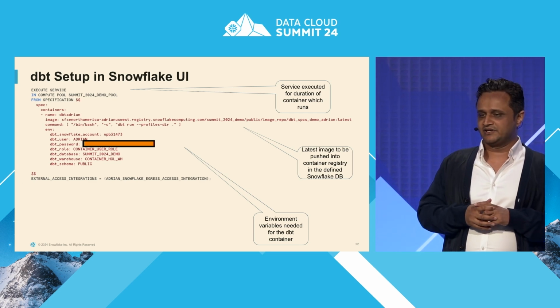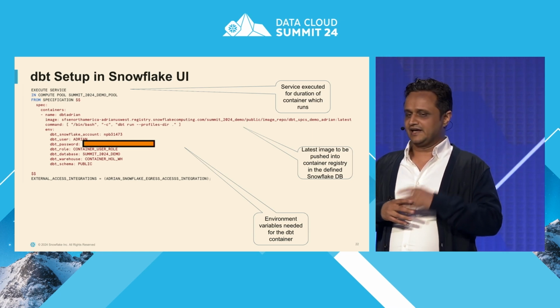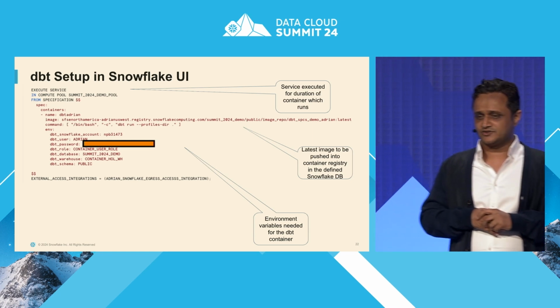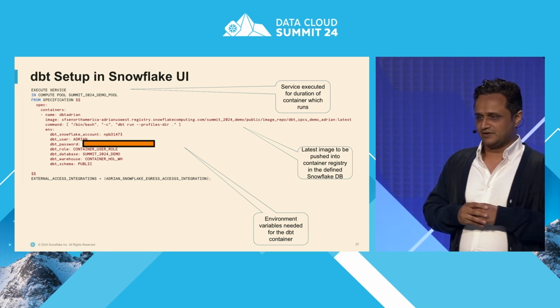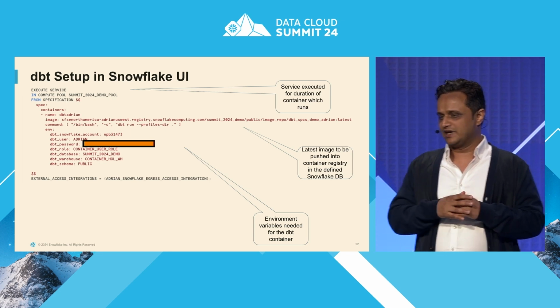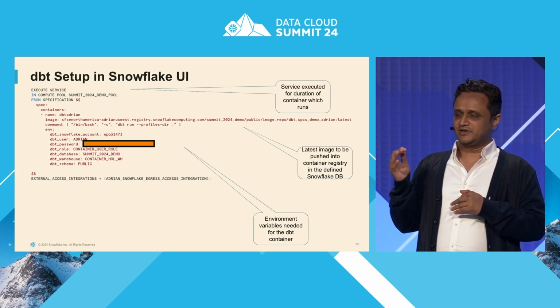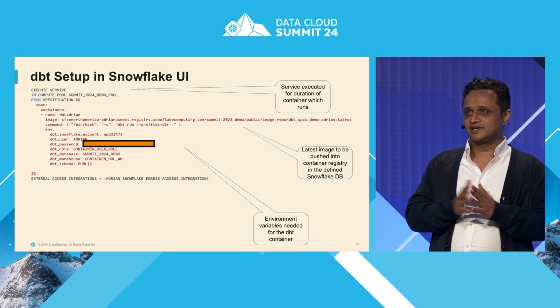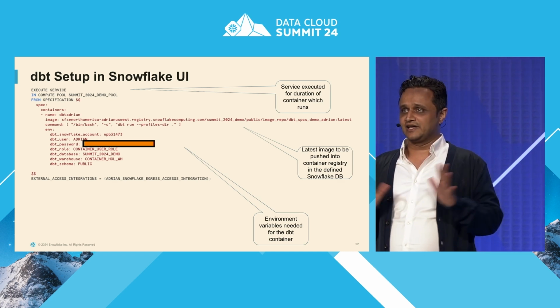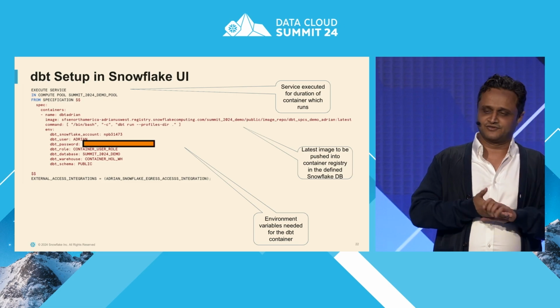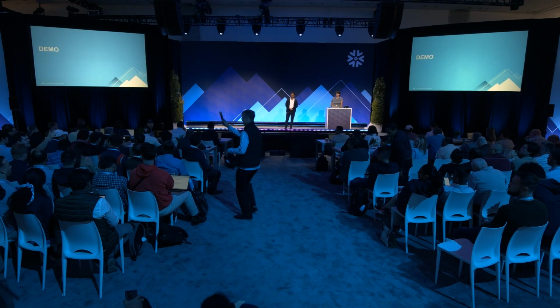So you can see the dbt run command, the pipelines dir, and the environment variables. Again, super simple. You specify the compute pool and a specification file, set up your environment variables, list your images, and boom, you have DBT running inside of Snowpark containers. Any questions, any comments?